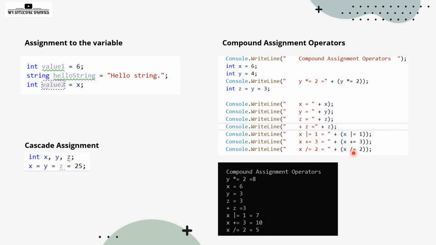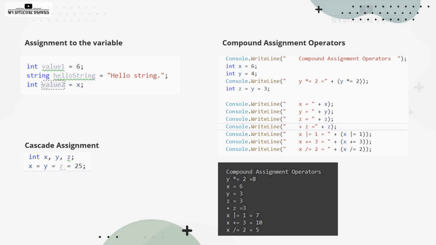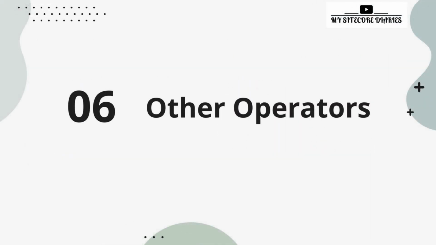Now x divide by equal to 2. So now what we will do is, x is 10, divided by that value, 2. So 10 divided by 2 is 5, and it will make x equal to 5. Okay, so this is how compound assignment works. Now we will see other different operators which we have used in C#.